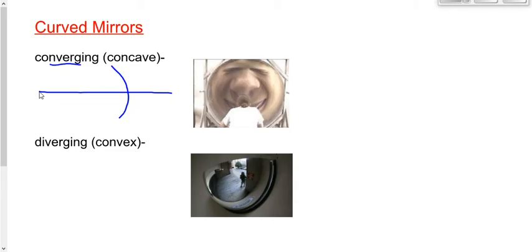Rays that are coming at this mirror converge. They come together. In fact, rays that are parallel to the principal axis will all converge at the same place. What do we call that place that they all converge? The focal point. Now, there's a point out here that's twice the distance of the focal length. If that's f, then this is going to be 2f. What do we call that?